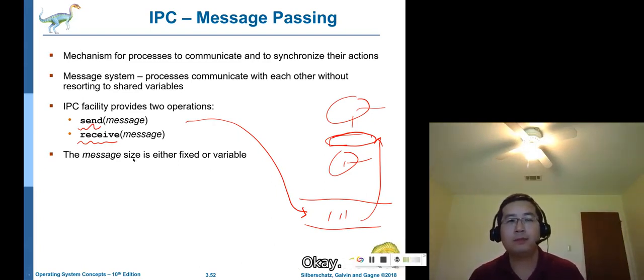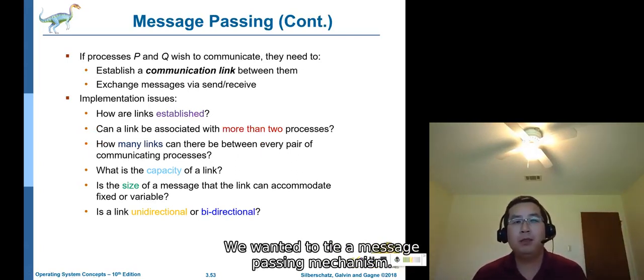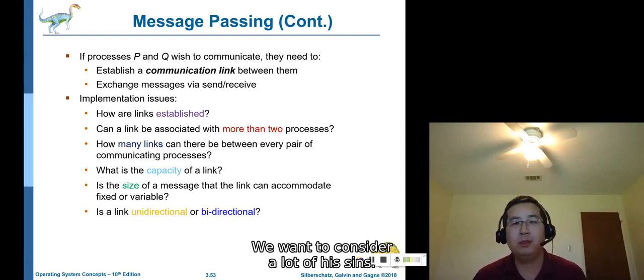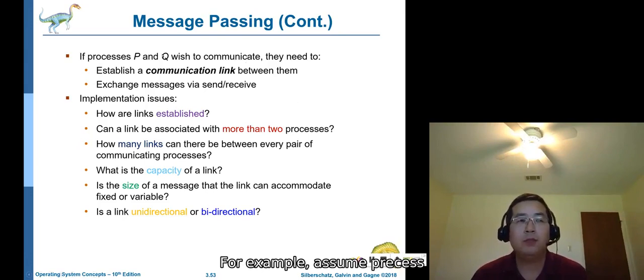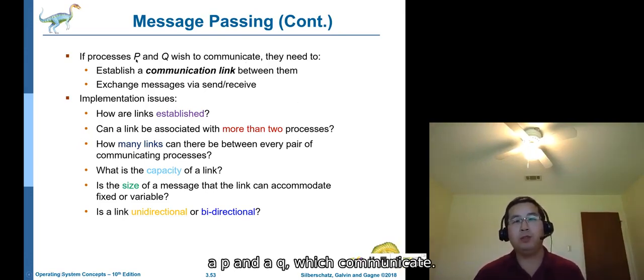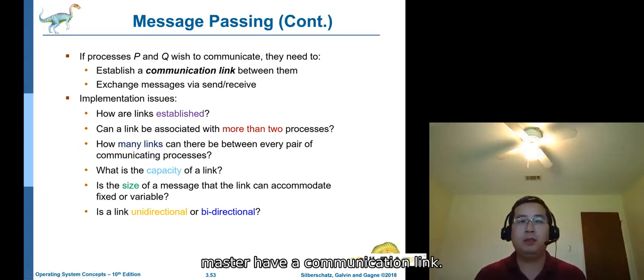Okay. So when we design, for example, a message passing mechanism, we want to consider a lot of things. This is the consideration we want to have. For example, assume processes P and Q communicate. The first one is that these two processes must have a communication link.